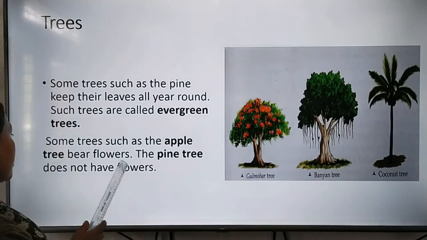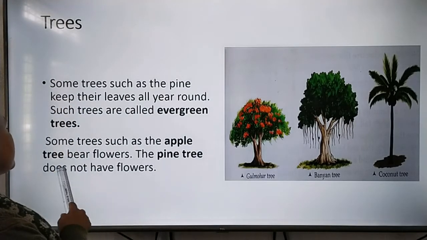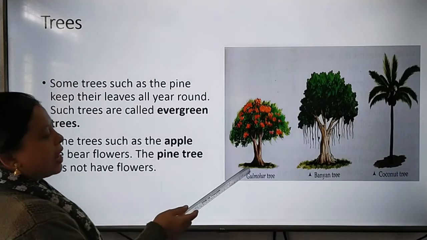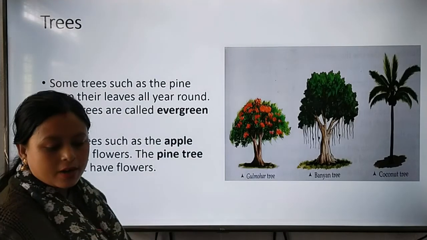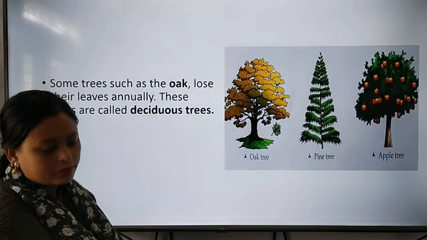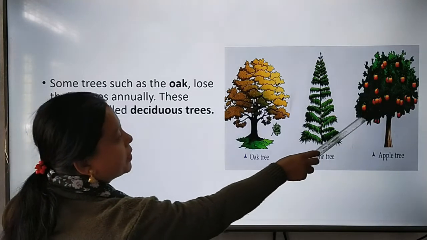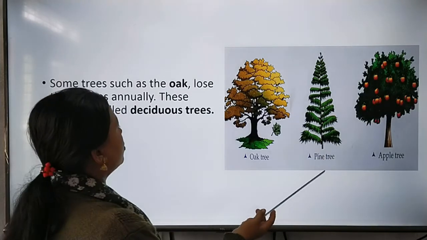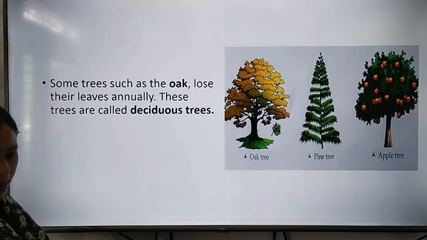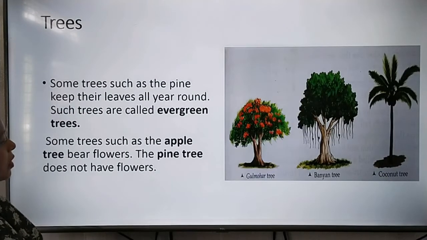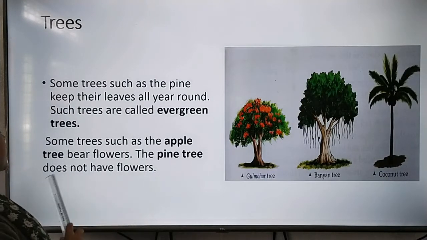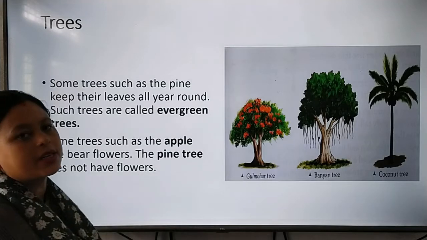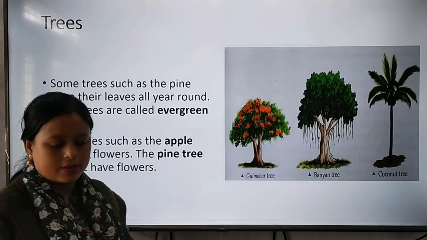Understood? Now some trees such as the apple tree bear flowers. So the apple tree bears flowers and fruits also. Okay? And the pine tree doesn't have flowers. So the pine tree doesn't bear flowers.